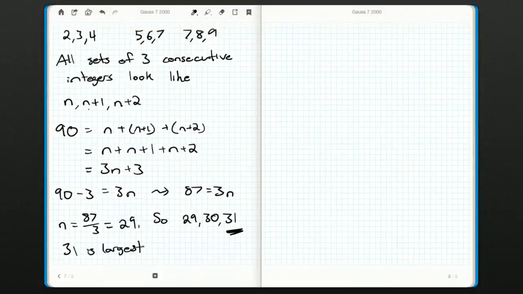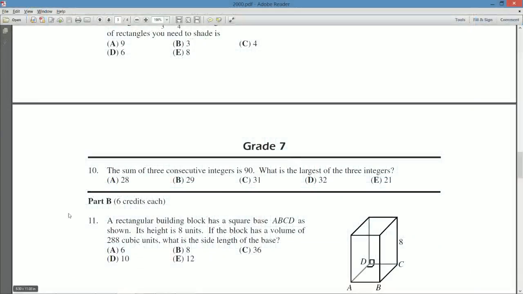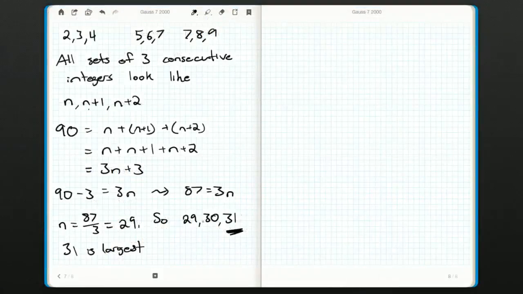Okay, so that's the one we're looking for. 28, no. 29, no. 31, right there. So it's C. And we checked the other two, 32 and 21. Those aren't even possible ones. 29 at least was in our sequence of three numbers. But our final answer is going to be C, 31. So as soon as we circle it or bubble it, we're done part A.